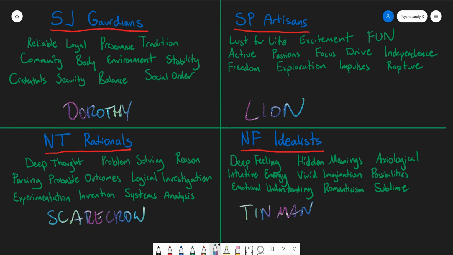So this is all I want to say about the temperaments for now. I hope you enjoyed this analogy of the Wizard of Oz characters with these temperaments. I highly recommend rereading that work, or even watching the movie and sort of coming to your own conclusions yourselves.